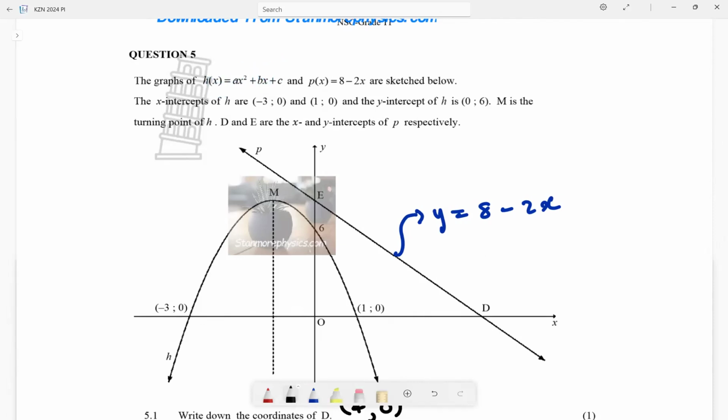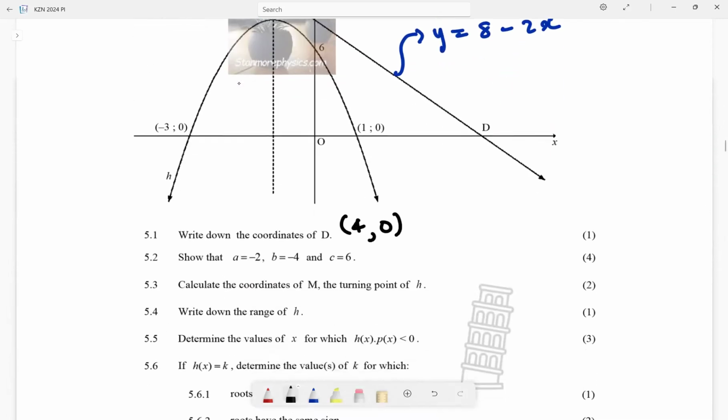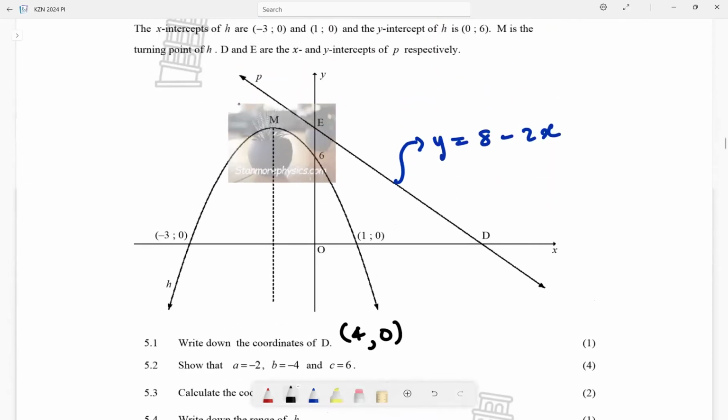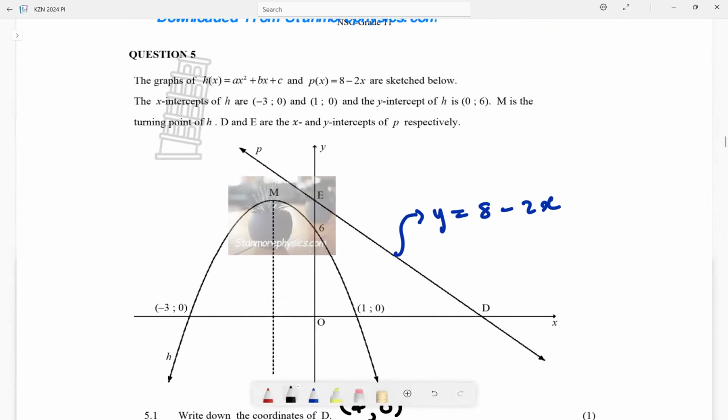Interesting. How can I do that? Cool. Remember now I want to find the equation of that one. Remember now I have what? I have the x-intercepts as well as a point. Remember the formula that I can use.